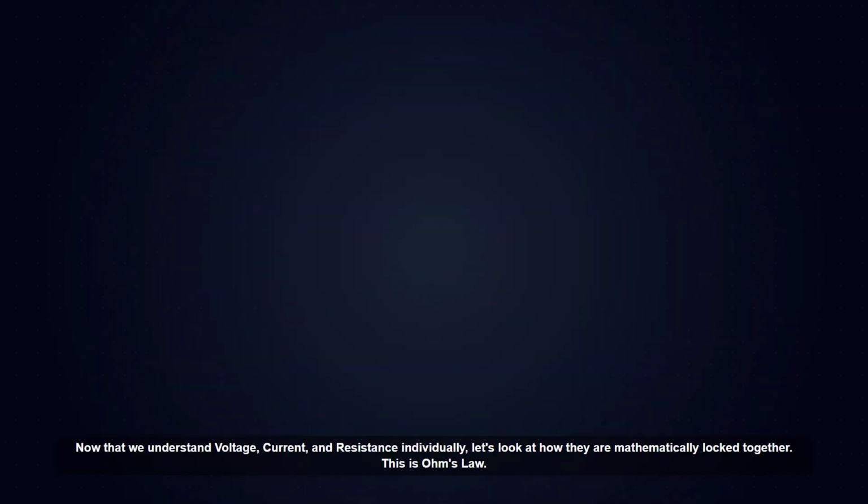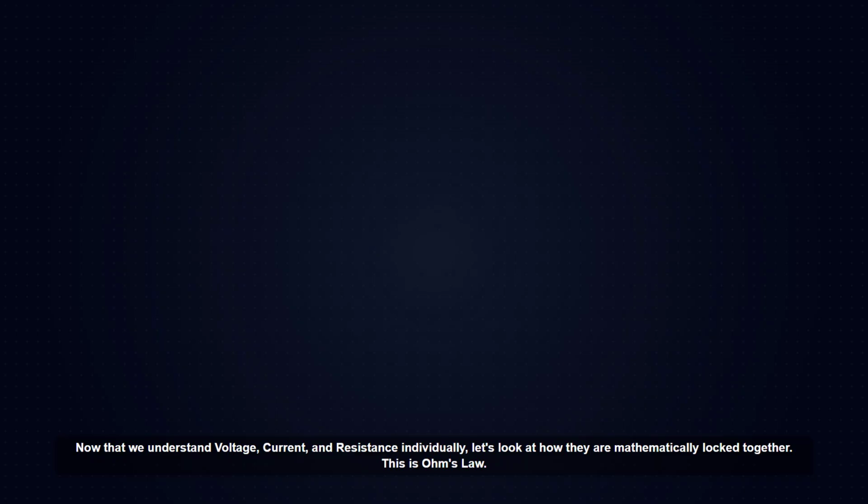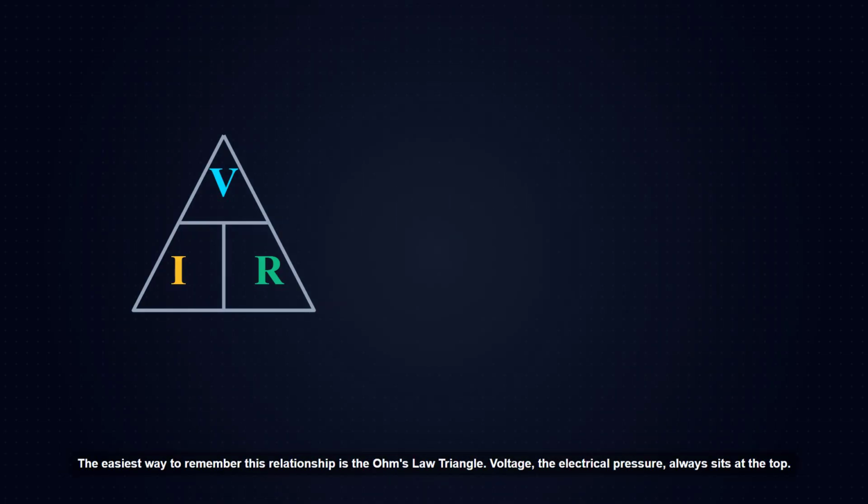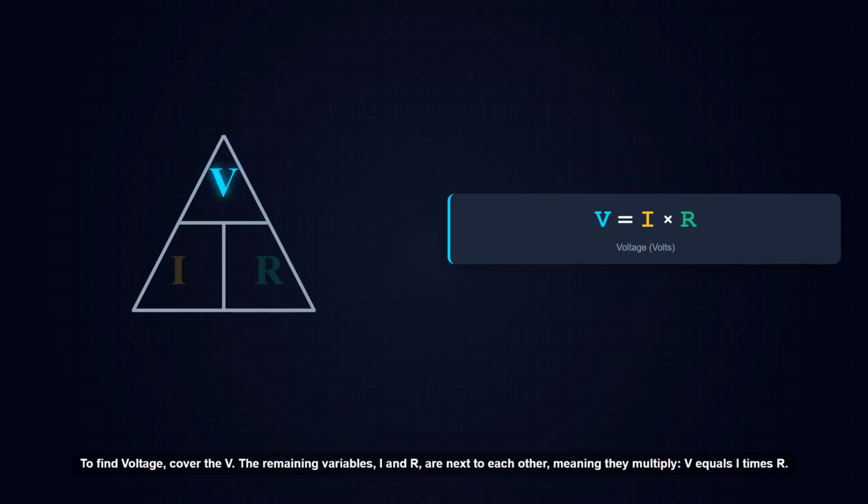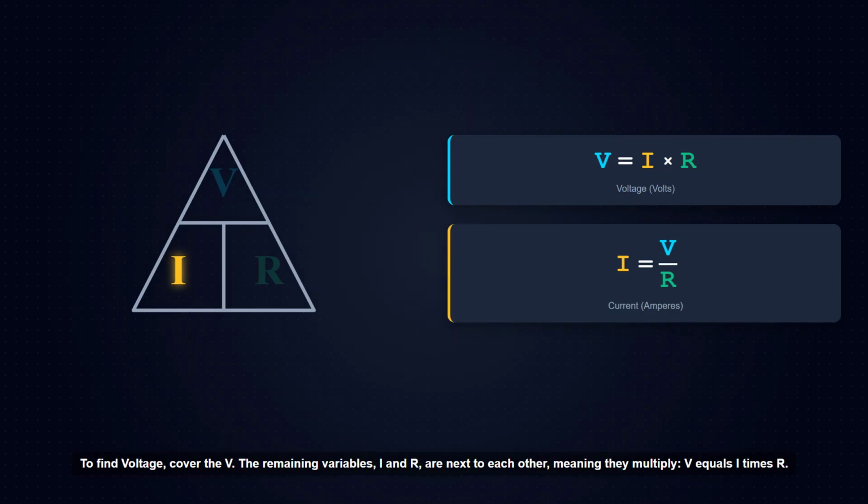Now that we understand voltage, current, and resistance individually, let's look at how they are mathematically locked together. This is Ohm's law. The easiest way to remember this relationship is the Ohm's law triangle. Voltage, the electrical pressure, always sits at the top. To find voltage, cover the V. The remaining variables, I and R, are next to each other, meaning they multiply. V equals I times R.